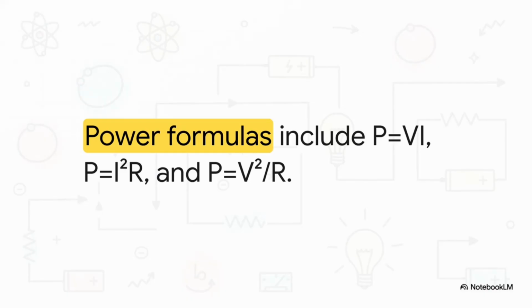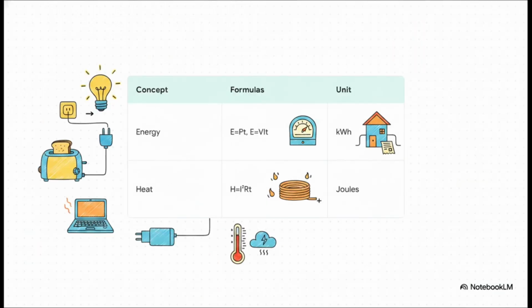And because of how beautifully Ohm's law interconnects voltage, current, and resistance, we actually have 3 different ways to calculate this power. P equals V times I, P equals I squared times R, and P equals V squared divided by R. It's super handy. Depending on which variables you already know, you just pick the corresponding formula to find your wattage. Let's look at the ultimate final outputs here.